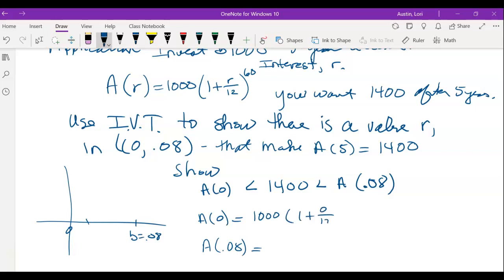In fact, common sense tells you at 0 time, how much money should you have? $1,000, right? Because you're starting. A sub 0, whenever you're doing that sub 0, that's always your initial value, right? And the math will show it to you because you've got 0 over 12 is 0 plus 1 is 1. What's 1 to the 60th power? 1 times 1,000 is 1,000. So what I need you doing, and you will need a calculator for this one, calculate A sub 0.08 for me.